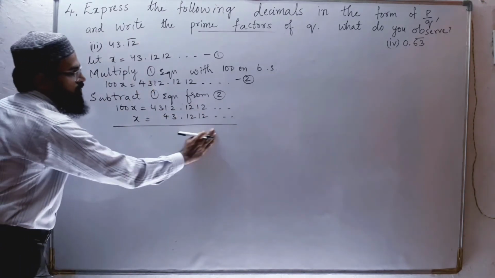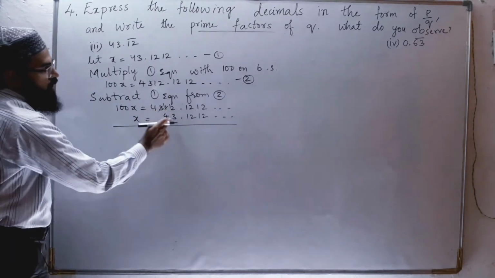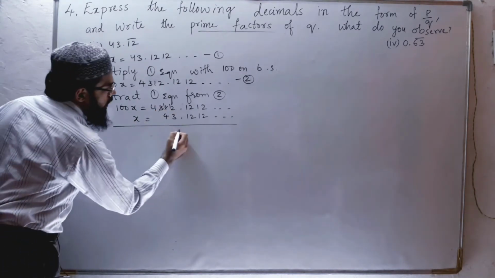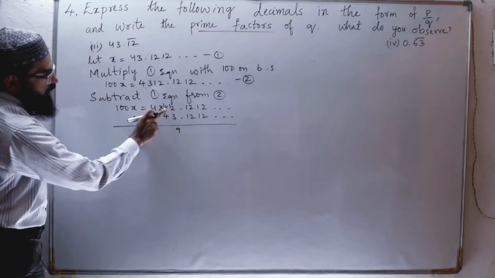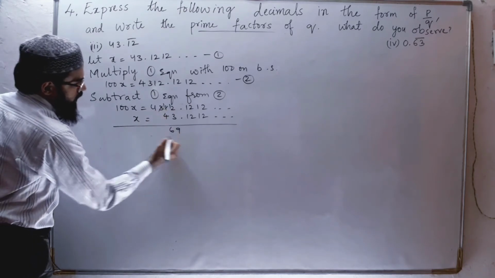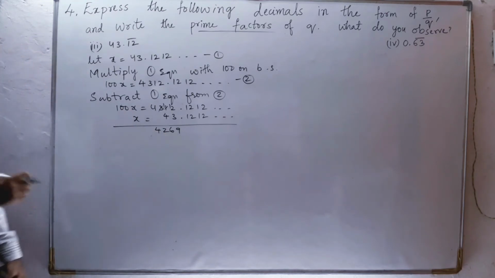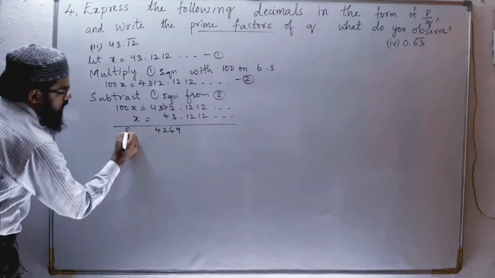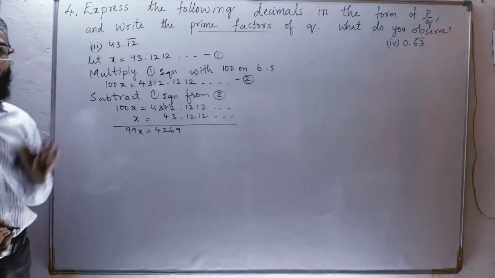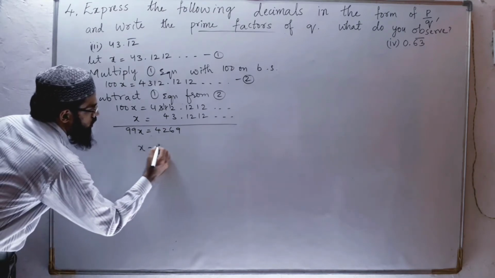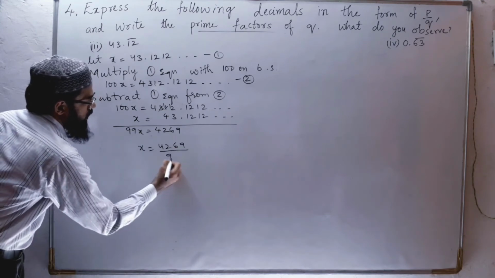So when we subtract this, we get 0. Here 12 minus 3 is 9, 12 minus 3 is 9, and 10 minus 4 is 6, 2, 4. And 100x minus 1x is 99x. So 99x equals 4269. Now we will send this 99 to the denominator. So we get x equals 4269 by 99.